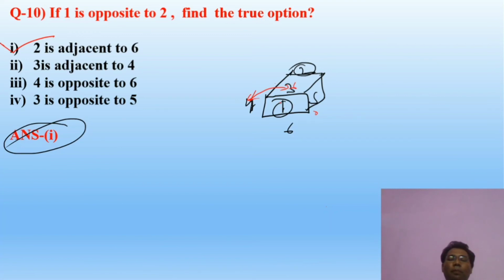But if 4 is here, suppose, and 6 is here, then 3 is opposite to 6, 4. So this is not true. 4 is opposite to 6, but here it is at an adjacent position. So this is not correct. 3 is opposite to 5: 3 is adjacent here. So this is not. So the answer is 1. Okay.